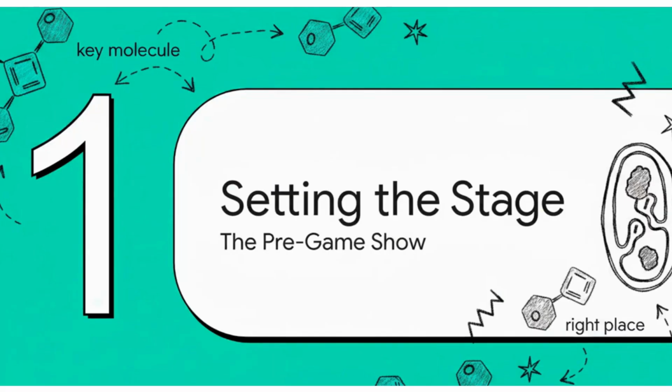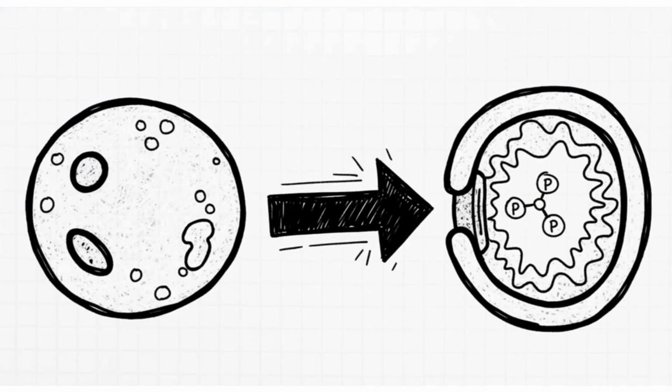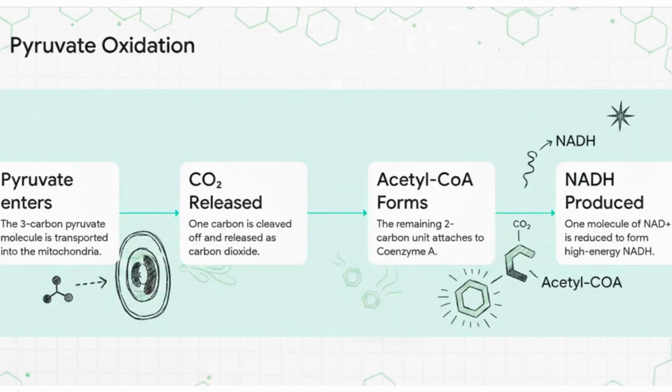Okay, so before the main event can kick off, we've got to get our star player, our key molecule, to the right place and in the right uniform. And that right place? For eukaryotic cells, like the ones that make up you and me, it's deep inside the mitochondria, in what's called the mitochondrial matrix. So the pyruvate that was made out in the cytosol has to get transported into this inner chamber of the mitochondria before anything else can happen. This is where a super crucial link reaction happens. It's called pyruvate oxidation, and it's all about prepping the fuel for the cycle.